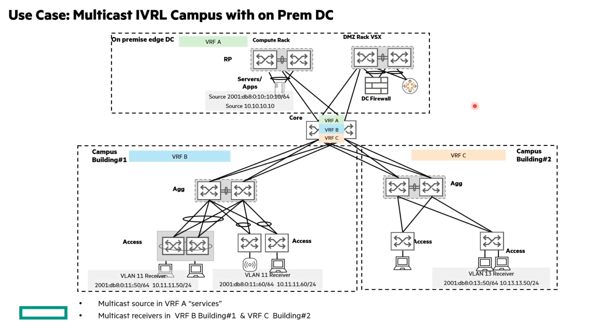So let's look at some use cases. First of all, let's look at this campus architecture. We have a couple of buildings and an on-premise DC. This is going to be our source VRF, which has the rendezvous points in that VRF. We're going to be leaking to VRF B in building 1 and VRF C in building 2. How we do that is we have multicast IVRL on these core switches, and this allows leaking into VRF B and C respectively.